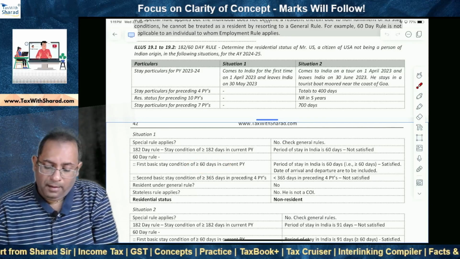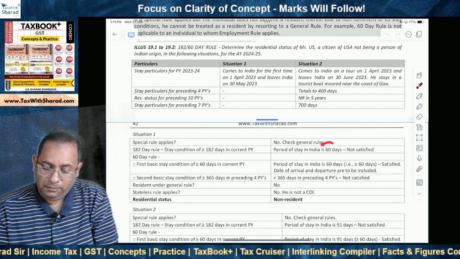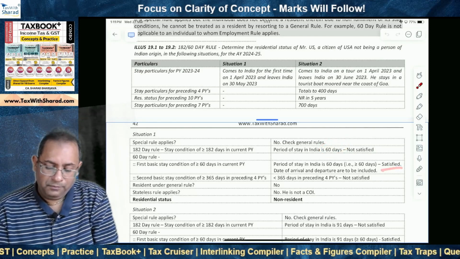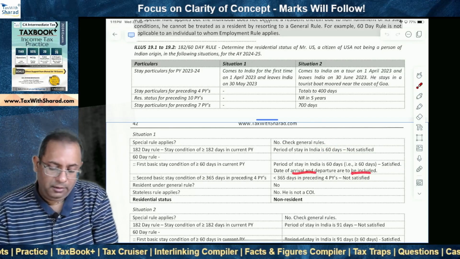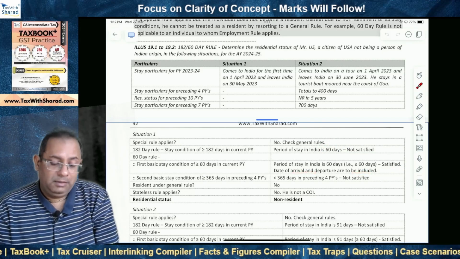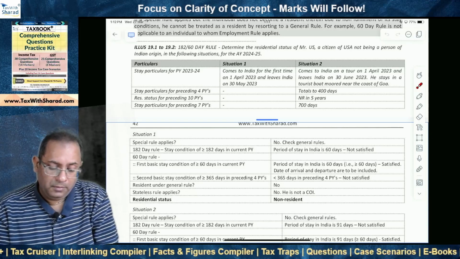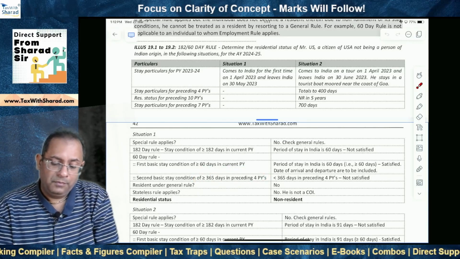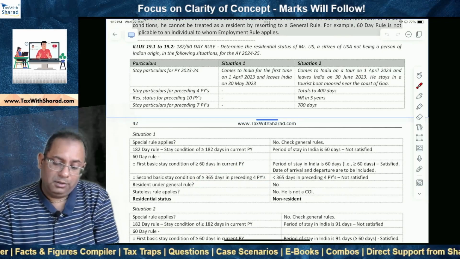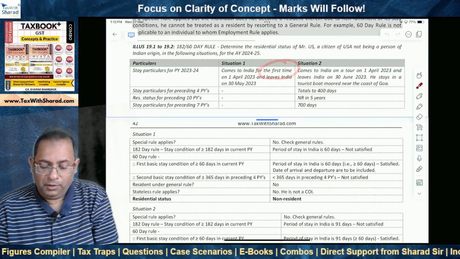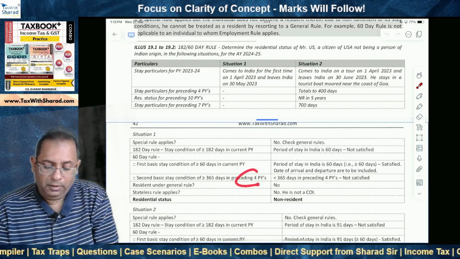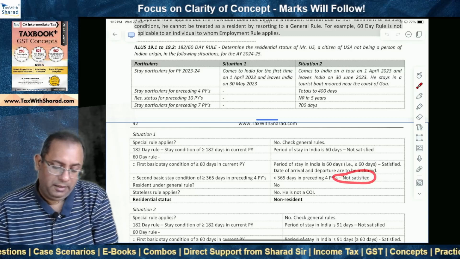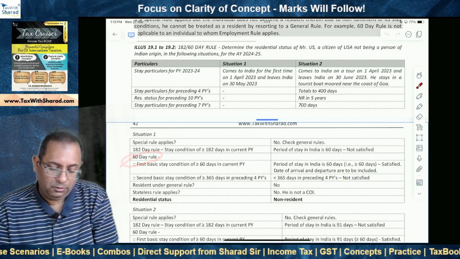Okay. Now here the presence is 60 days. And therefore this is satisfied. And date of arrival and departure are to be included. What is the second basic stay condition under the 60-day rule? Whether the person is present 365 days or more in the preceding 4 previous years. Okay, this is not satisfied. Why? Because the person is coming for the first time to India, and therefore in the preceding 4 previous years, there has been no stay. So this is not satisfied. So the 60-day rule condition is also not satisfied.